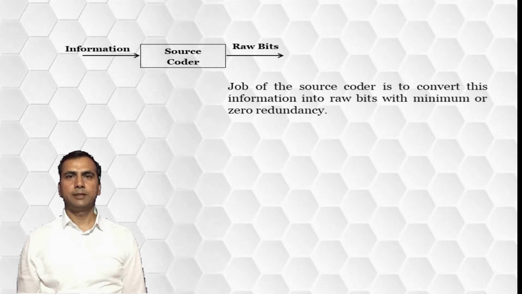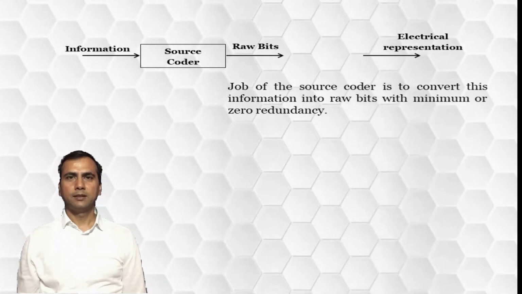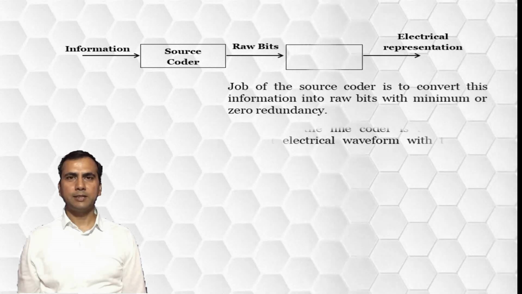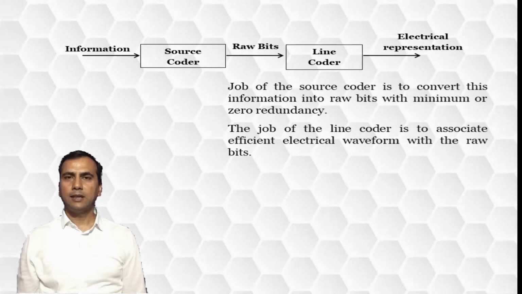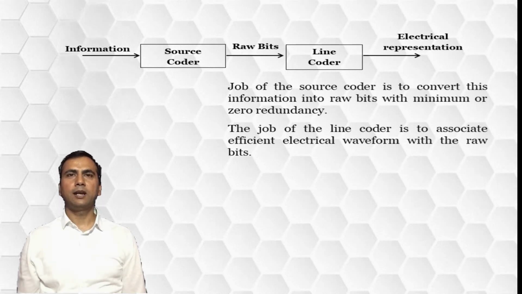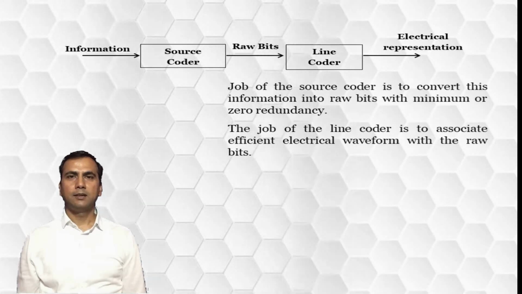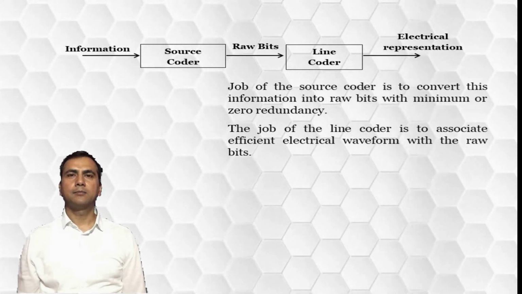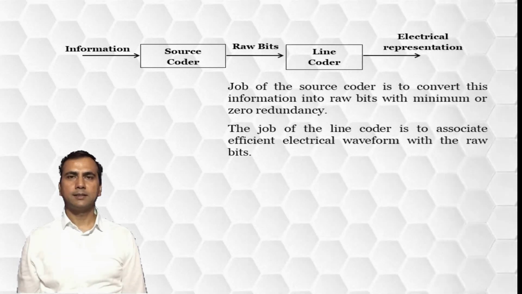Now these raw bits should be converted into the electrical waveform. For that, the line coding schemes are there, in which the job of the line coder is to associate an electrical representation or efficient electrical waveform with the raw bits. We already know about several line coding schemes like unipolar, bipolar, Manchester, etc.